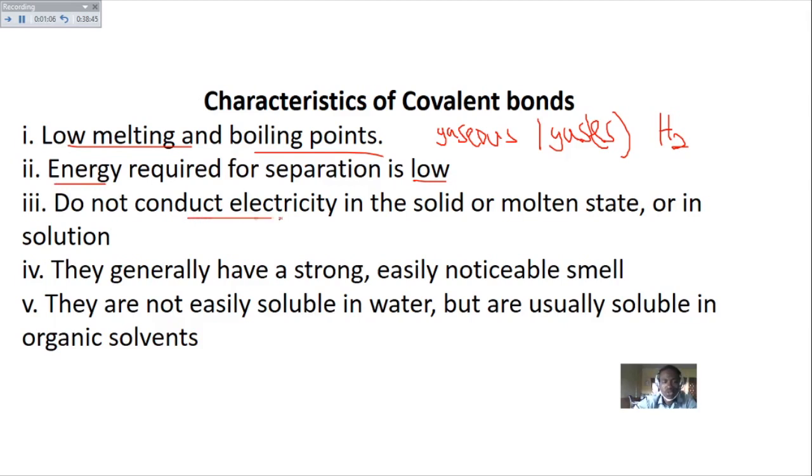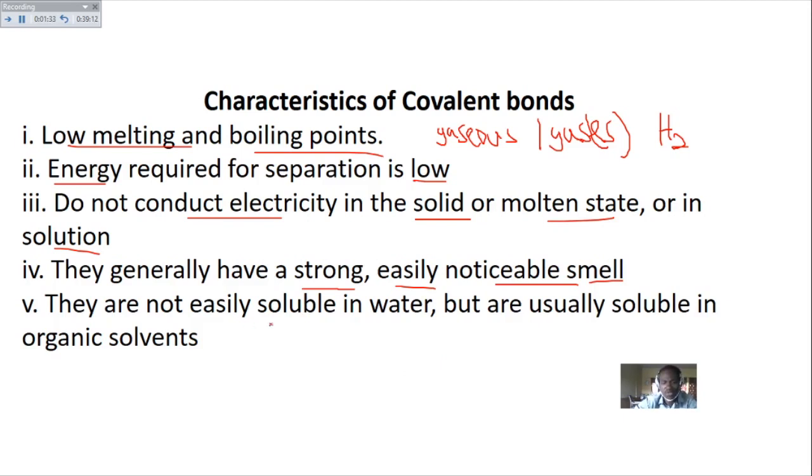They don't conduct electricity, whether in solid or in molten state or in solution, because they cannot form ions. And when they can't form ions, there's no way they can conduct electricity. They have a strong and easily notable smell, like ammonia. Our normal urine contains ammonia and then you can feel the smell.